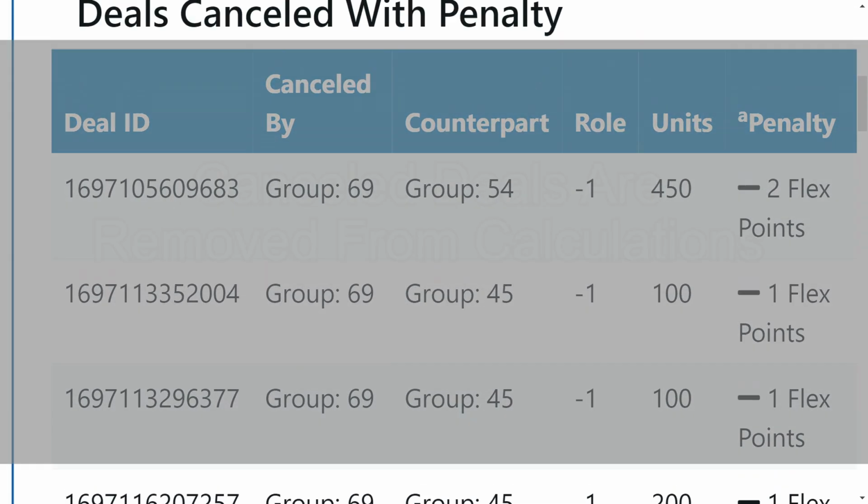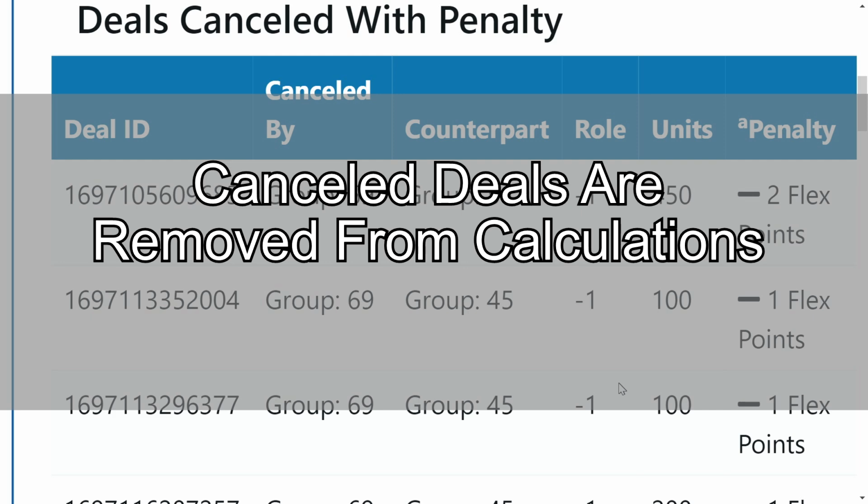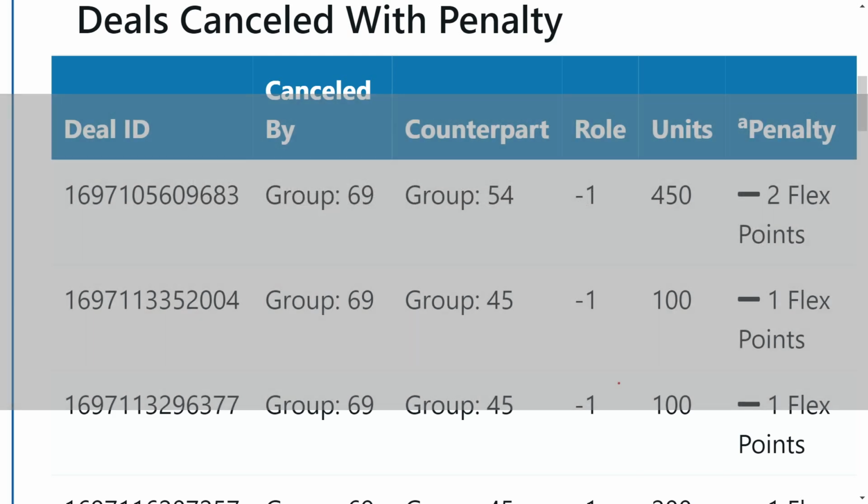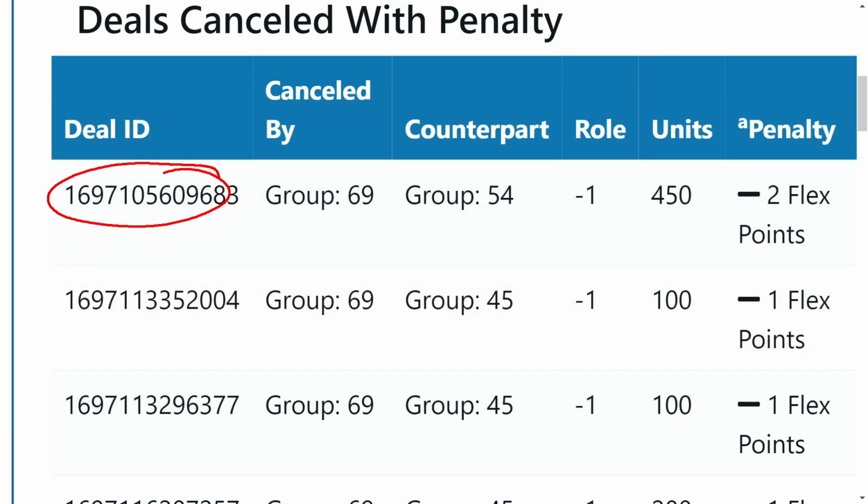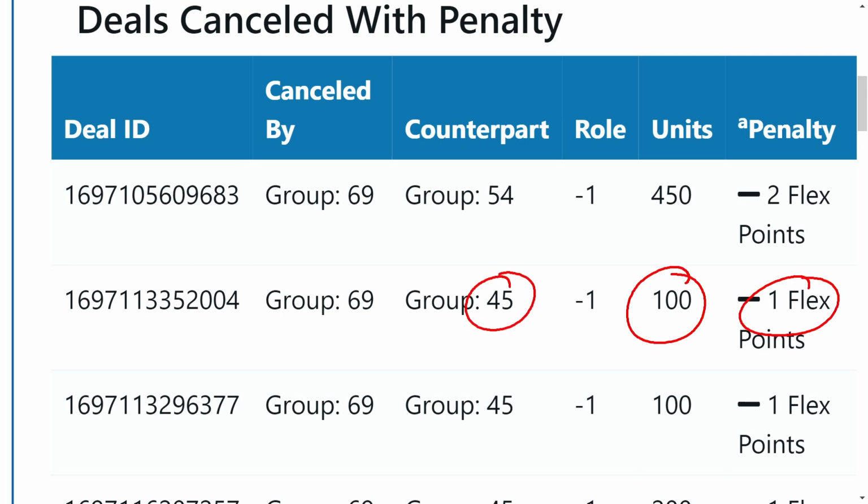And lastly, we have this one here, canceled with penalty. And here we can clearly see what the situation is. So here's the deal number. And then here are the groups. And here's the group that canceled. So 69 canceled. It was 450 units, and so we're going to have a penalty of 2 flex points. Here we have group 45, and we have 100 units, and it's going to be 1 flex point.